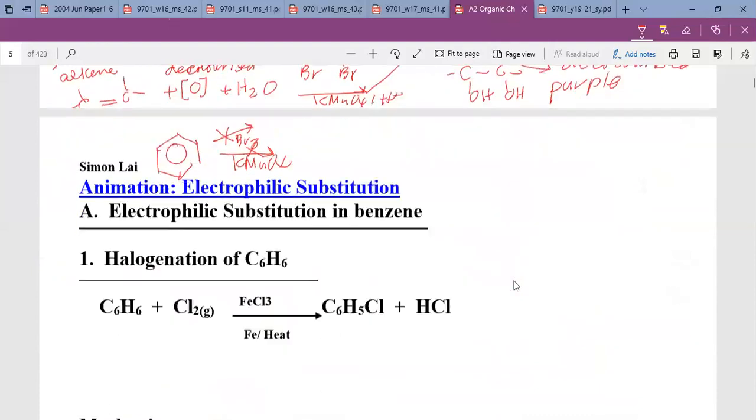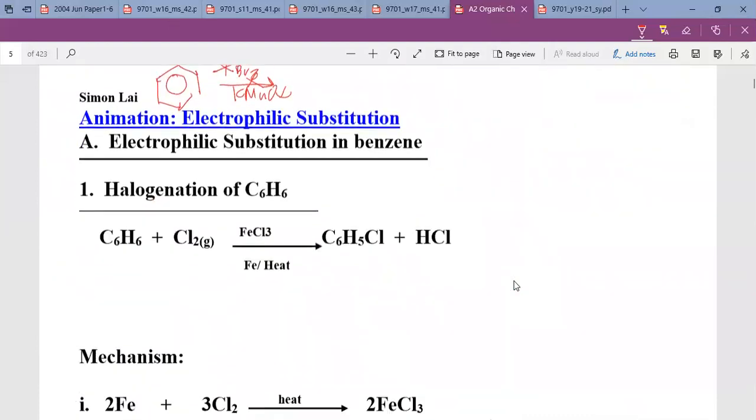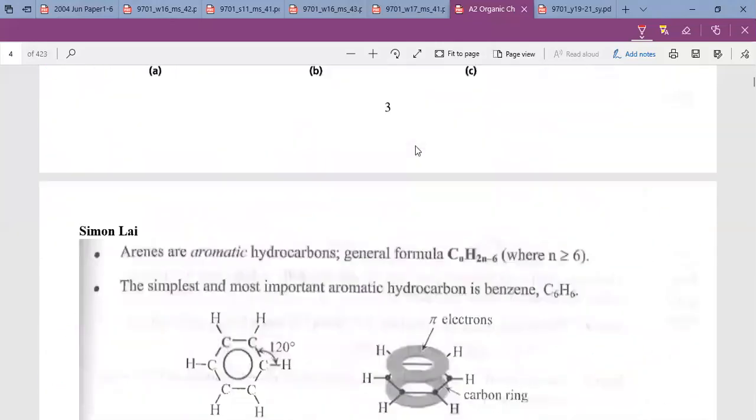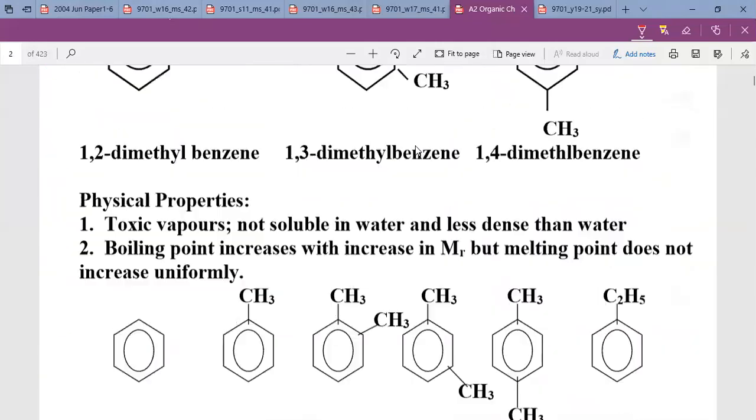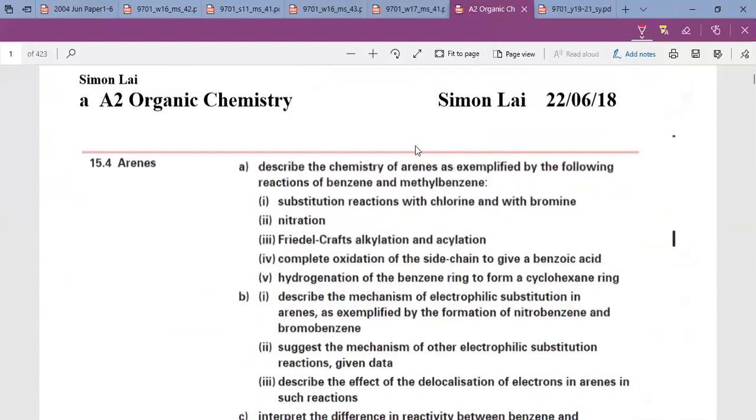Now, what kind of reaction has it got? Electrophilic substitution. Look at it carefully here. The syllabus tells you there are 5 reactions they will ask. First, of course, is here: describe the chemistry of arenes as exemplified by the following reactions of benzene and methylbenzene. We look at methylbenzene later, but look at benzene first.